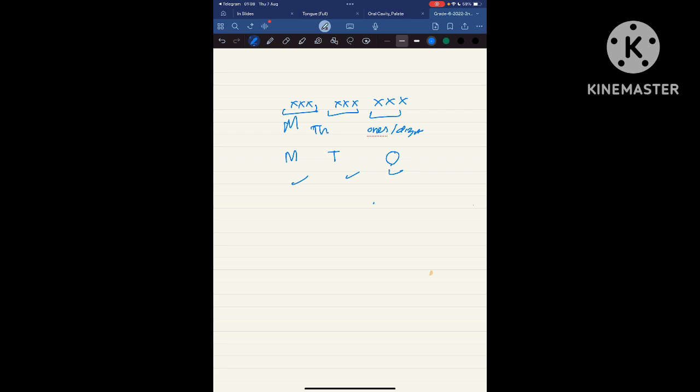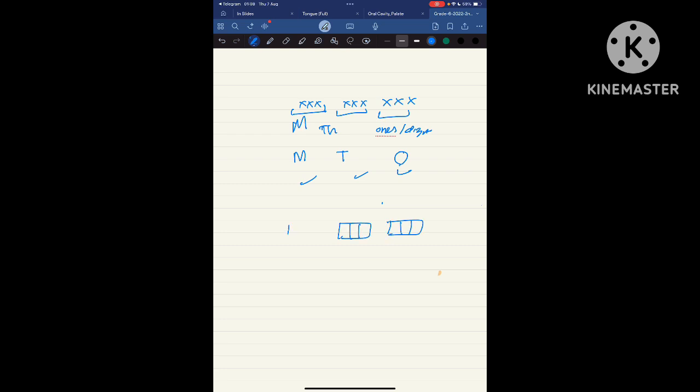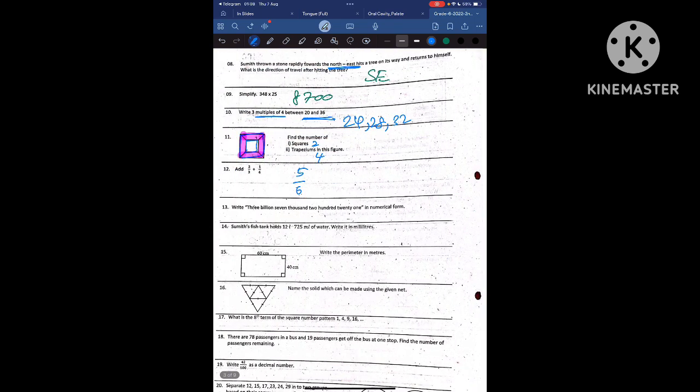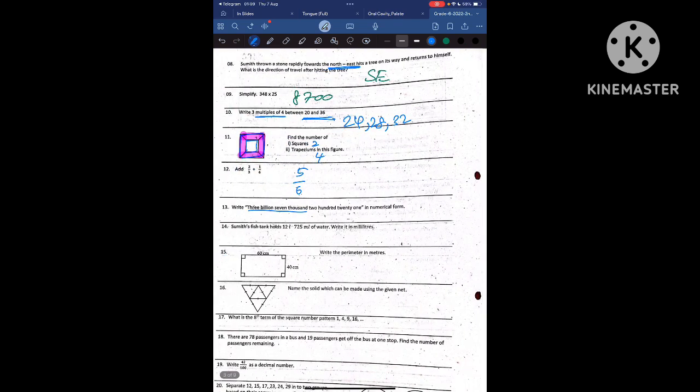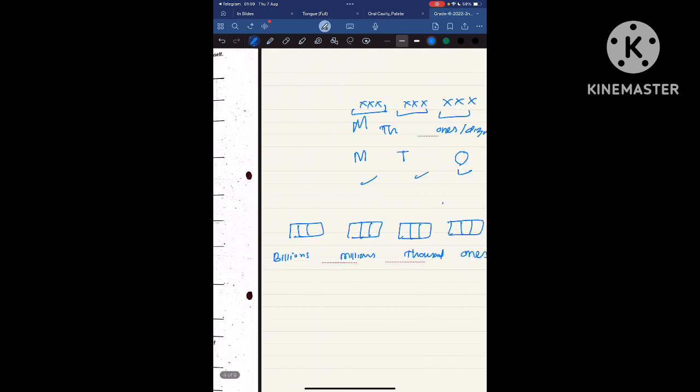Okay. Now see, 3 digits, 3 digits, 3 digits. What have I drawn? I have drawn spaces for the numbers. So this is ones, this is thousands, this is millions. Right. So the question says 3 billion. I'm drawing 3 more columns for billions. How many billions? 3. Just write 3.